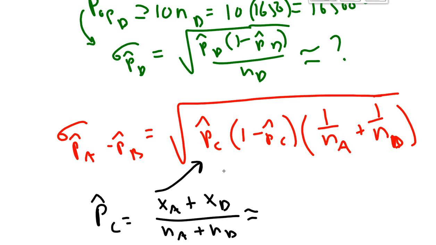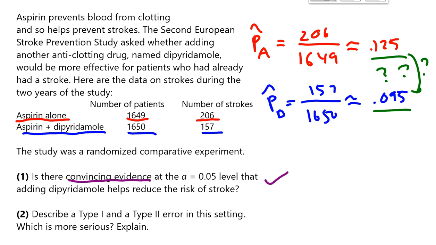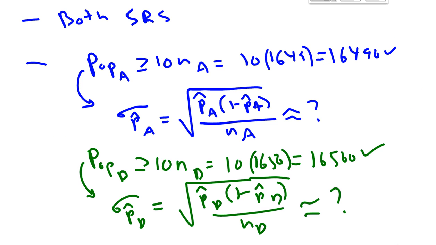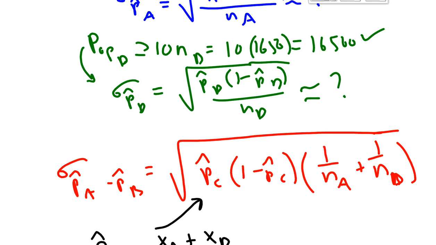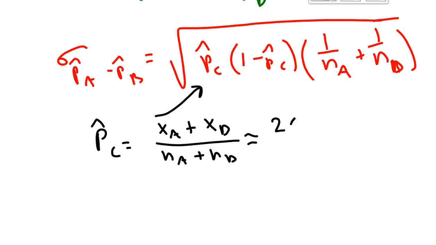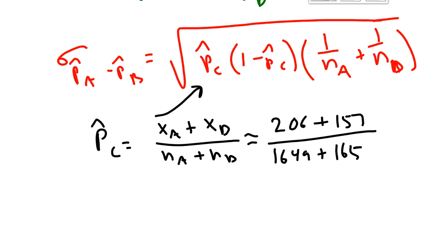Let's remind you what these numbers were. So look at the original problem. There were 206 in one group and 157 in the other. So that's going to go here. 206 plus 157. And we're going to divide that by the total of 1649 and 1650. And we get about 11%, 0.11. So that's for p hat combined.